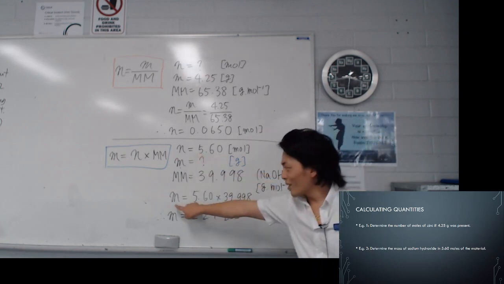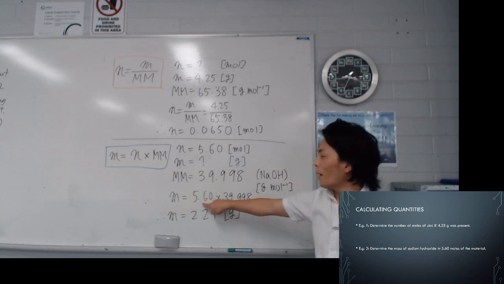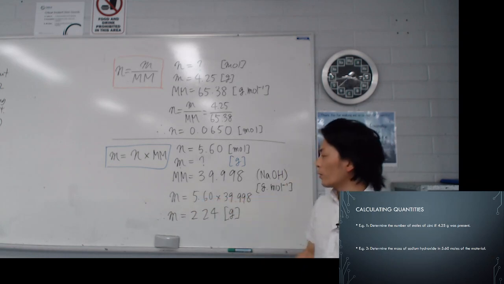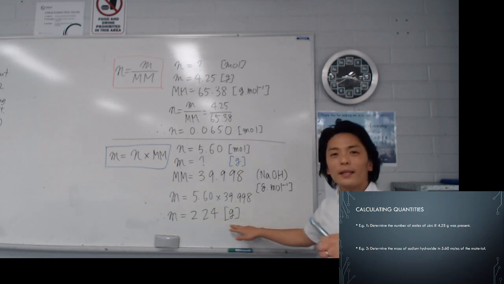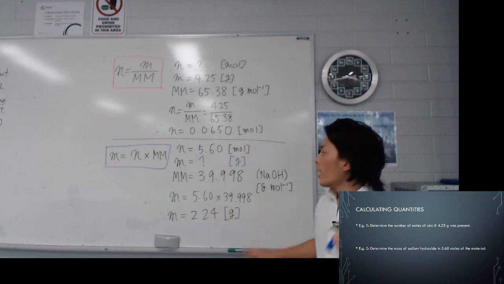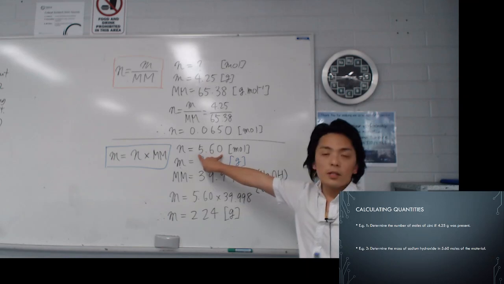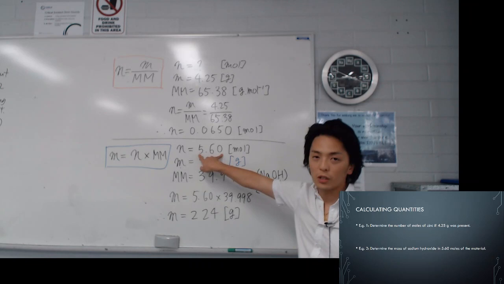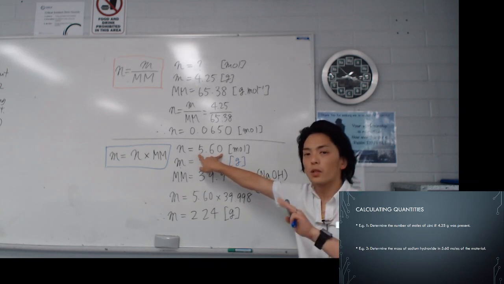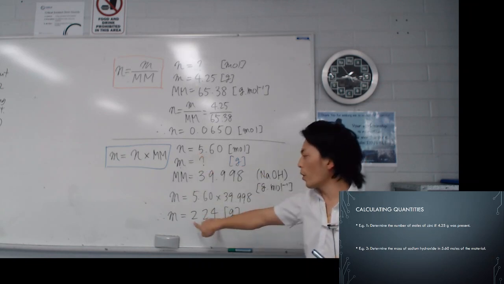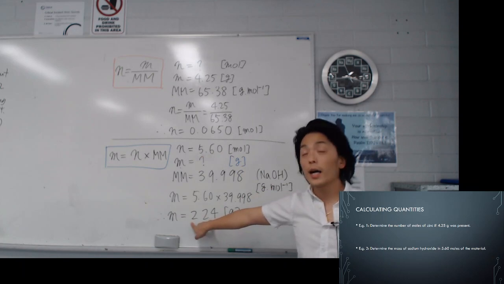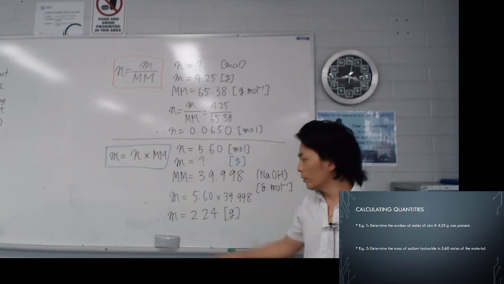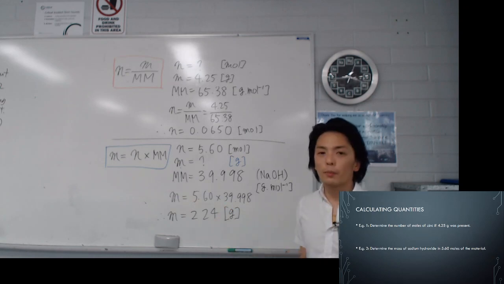If you do the calculation, m equals 5.60 times 39.998. You should be able to get 224 point something something on your calculator. Again, the lowest significant figures given in the question was 5.60, that's 3 significant figures, so I answered it in 3 significant figures as well. I rounded up or down all the decimal points.